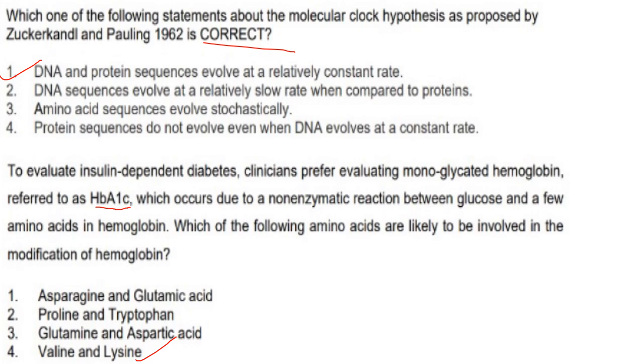Then next one. To evaluate insulin-dependent diabetes, clinicians prefer evaluating monoglycated hemoglobin, referred to as HbA1c, which occurs due to a non-enzymatic reaction between glucose and a few amino acids in hemoglobin. So glucose is bound to some amino acids in the hemoglobin. Now which are the amino acids to which glucose is bound? You have to answer that question. So it is valine and lysine that are involved. Answer is option 4.